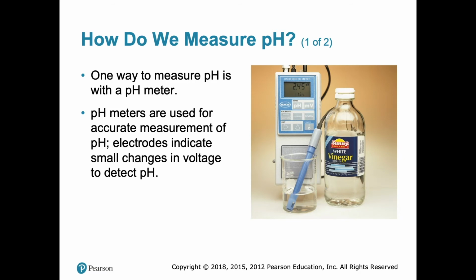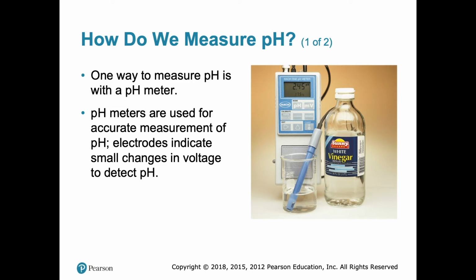Okay, so how do we actually measure pH? One way to measure is using a pH meter. pH meters are used for the accurate measurement of pH. Electrodes indicating small charges in voltage can detect pH. And so this is a very simple, old-looking pH meter. You can stick it in there, and you can see that we've got white vinegar here, and white vinegar has a pH of 2.45.